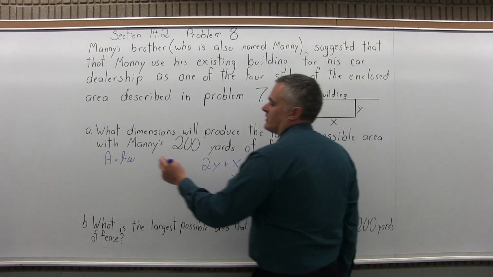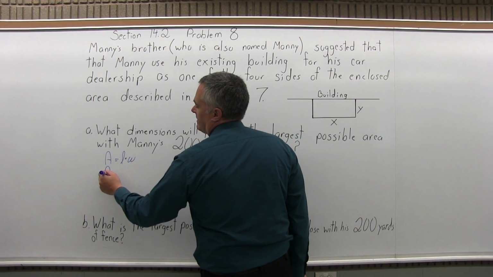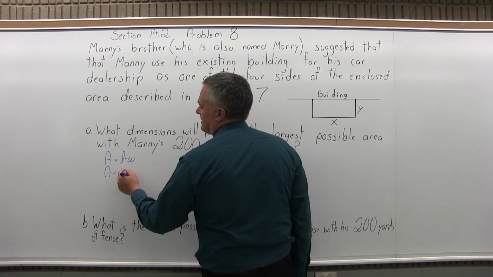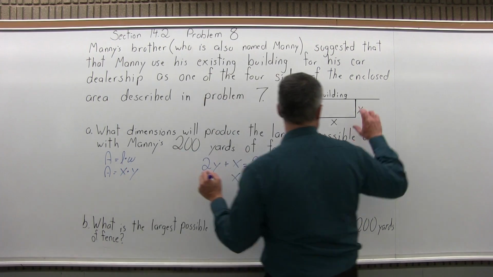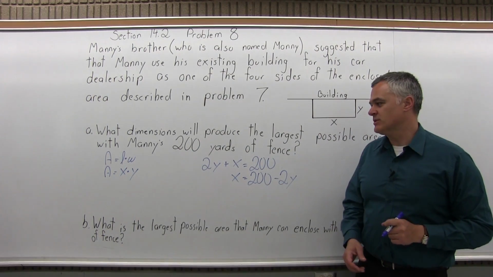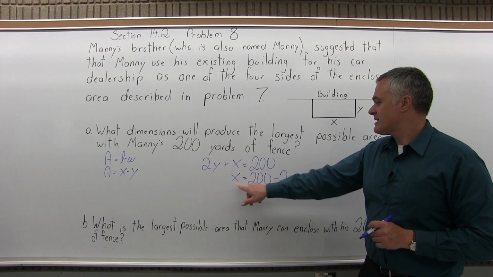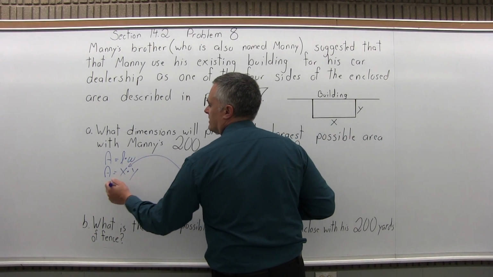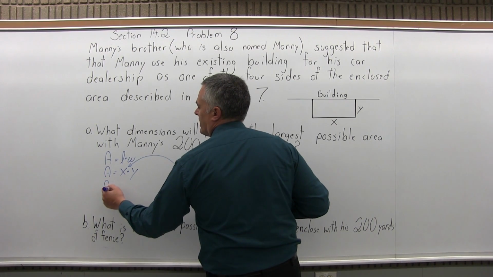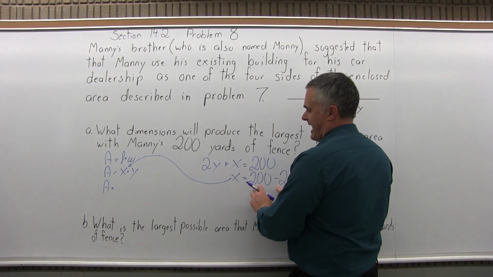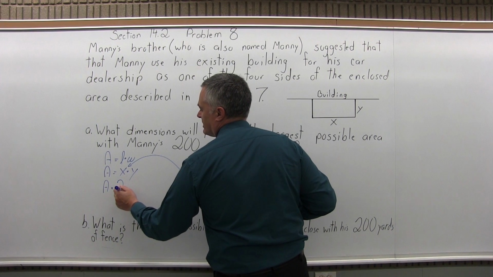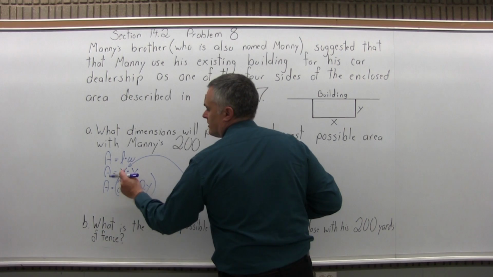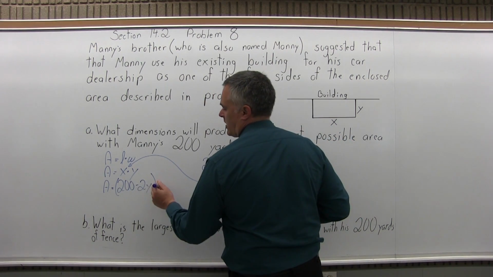And instead of length times width, since my diagram here is x times y, the length is x and the width is y. So the variables will agree. So now that I know x is 200 minus 2y, let me substitute that in for x. So area equals, instead of x times y, 200 minus 2y, because that's equal to x, and then times y on the end.